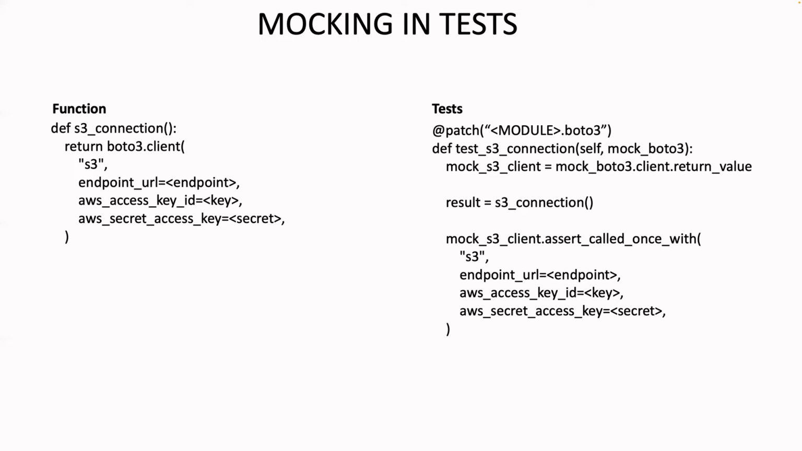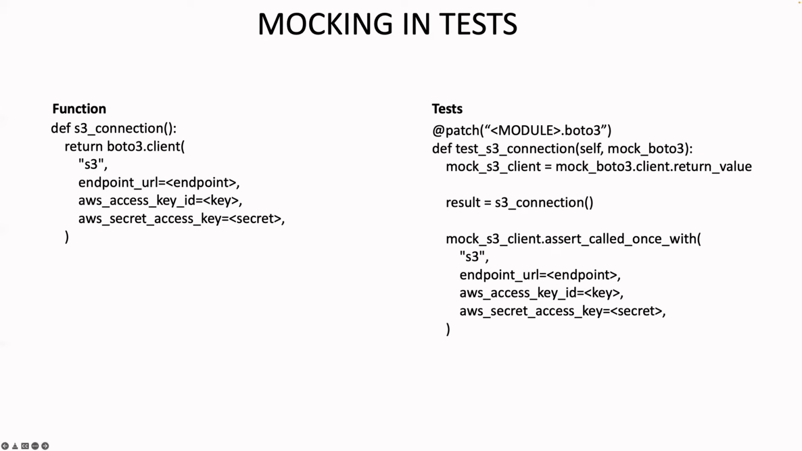So mocking is there to prevent that, whilst at the same time mimicking the same behavior that Boto would have performed, or S3 in this case would have performed, if it was really called, if you will. So this is a simple enough function on the left. It's just a connection to S3. And the way to test that is, it's called patching, which is just mocking essentially.